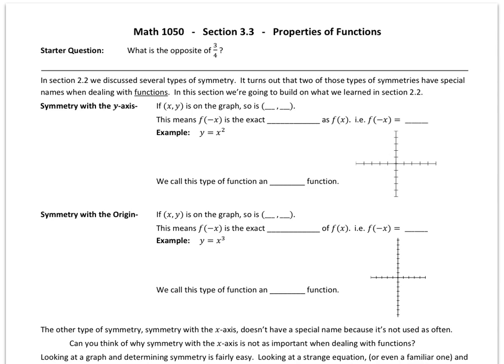What's the opposite of 3 over 4? Okay, 4/3 is the reciprocal. What's the opposite? Negative 3/4. So the opposite is just simply negative 3/4.